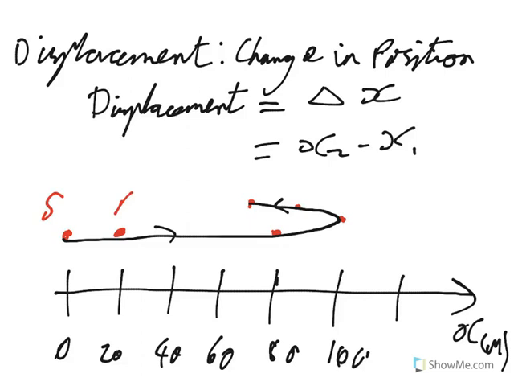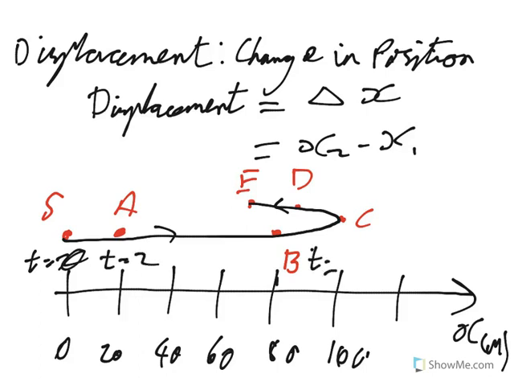Call these S, A, B, C, D and E. Alright, so that's time equals 0, time equals 2, time equals 4 that's there, time equals 6 that's here, time equals 8, and time equals 10 that it's at E. So you can work out the displacement between any of those points should you wish to.